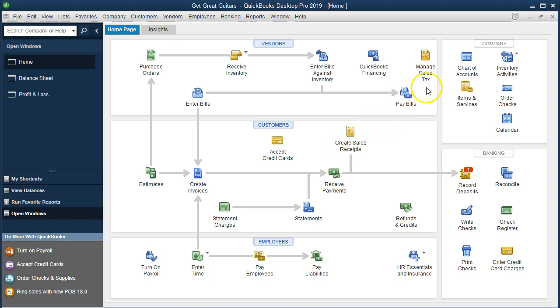And the reason the sales tax manager is up here in the vendor section is because the person we're going to pay, which is the government of some kind, is going to be a vendor. We're going to have to set them up as a vendor because there's someone that we're paying to, which is the definition of what a vendor is for QuickBooks.